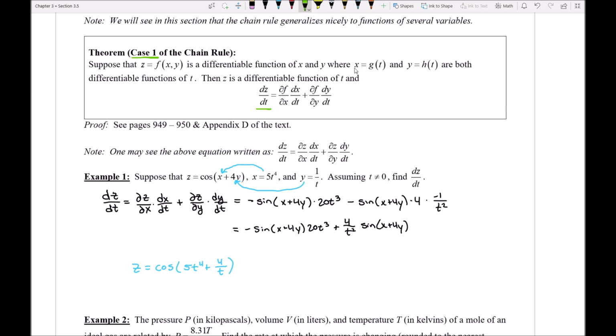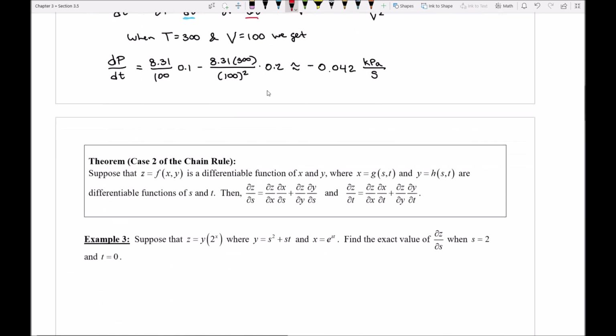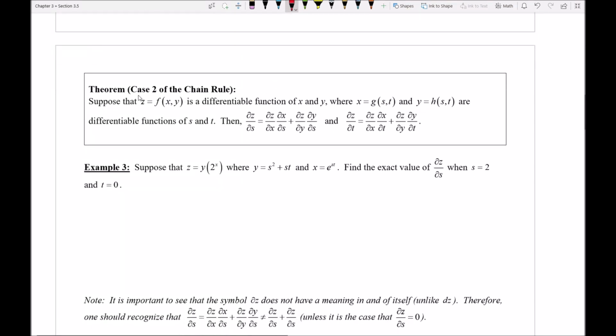If it was the case that my functions of x and y were also functions of multiple variables, then the formula that I would have gotten down here in blue would have also had multiple input variables. Maybe t's and s's would have been floating around in there. And that would have made it impossible to get a full derivative of z with respect to one of those variables. I would have had to take a partial derivative. This is where case 2 of the chain rule comes in.